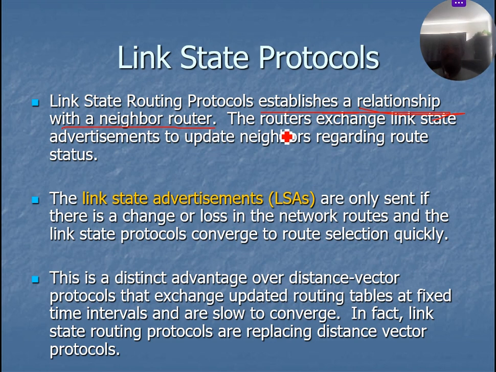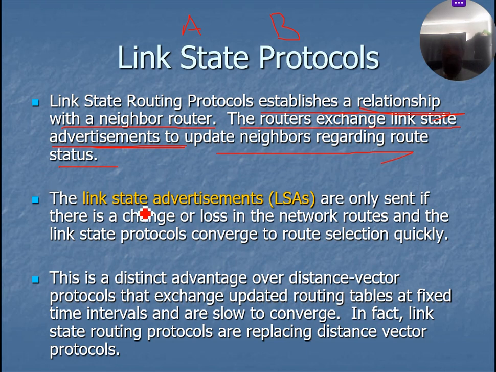Now, the routers exchange link state. The two routers, both the one that established the relationship and the one that received the relationship, exchange link state advertisements. So they advertise. Let's say router A advertises to B. If B is free, B will acknowledge. The two routers exchange link state advertisements to update neighbors regarding route status. So, to update themselves regarding route status.